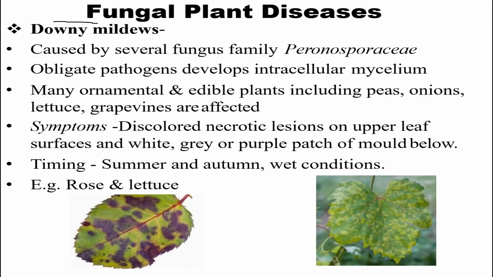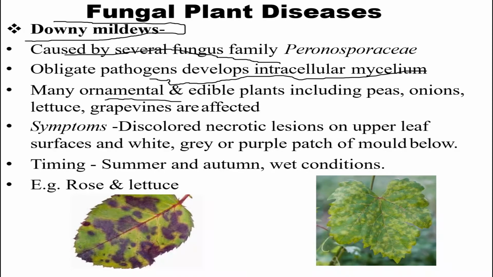Moving on, the next fungal disease would be downy mildews, which is a bit different from the powdery mildews we just studied. It is caused by several fungi of the family Peronosporaceae, and these are obligate pathogens which develop intracellular mycelium. They affect ornamental and edible plants including peas, onions, lettuce and grapevines. Some of the symptoms would be discolored, necrotic lesions on the upper leaf, and we see some grey and purple patches of mold below.